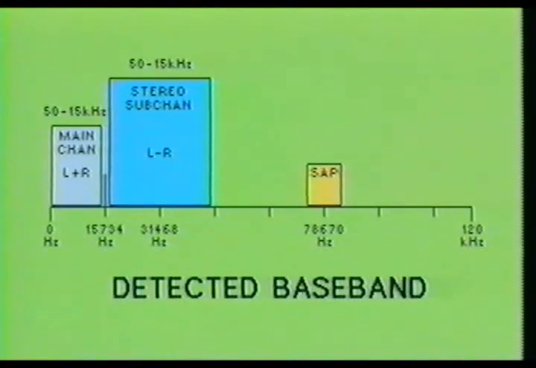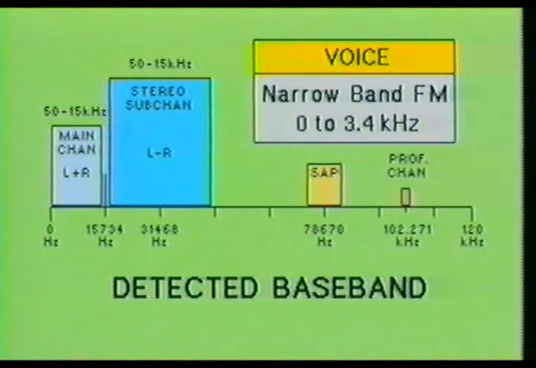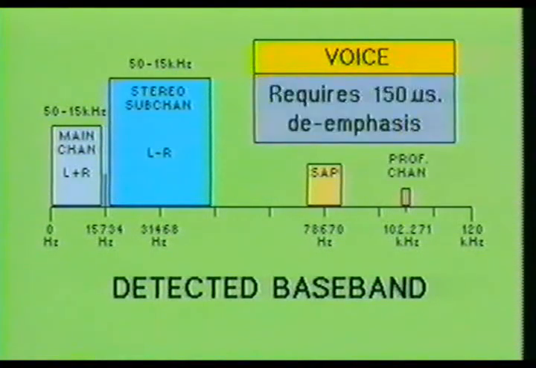The professional channel, when used, is normally placed on the television audio baseband at 6.5 times the horizontal sync frequency, or 102.271 kHz. The professional channel is designed for use by the television broadcaster. When audio is placed over the professional channel, the subcarrier will be in the form of narrowband FM, and the demodulated audio frequency will range from 0 to 3.4 kHz. A 150 microsecond de-emphasis is required to restore the proper characteristics to the audio.